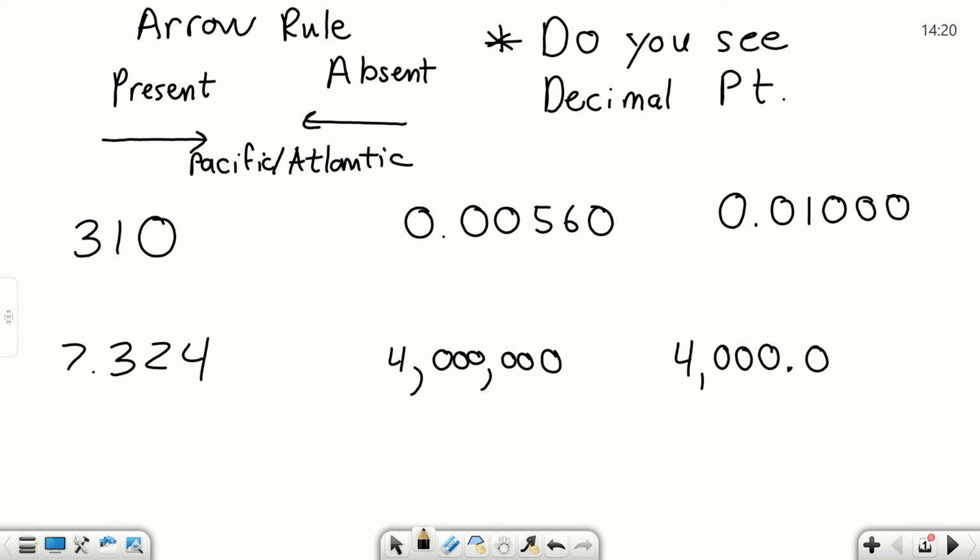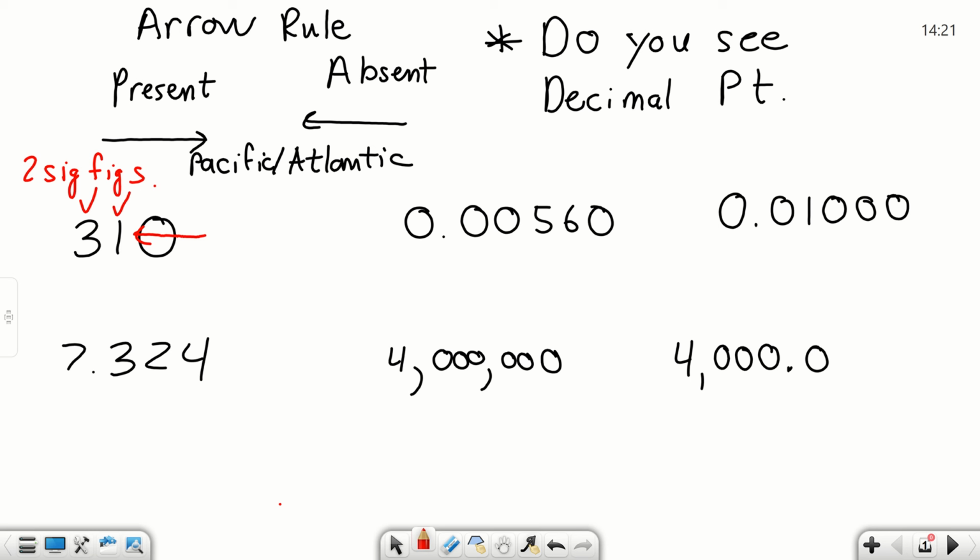So this is just an identification tool that we're using right now: how many of these digits are significant. I have my first number here, 310. I do not see a decimal point, so I'm going to come from the Atlantic. It is absent. I start my arrow over here and run it until I hit a non-zero number. That's 0, so I go through that and stop right there. Everything starting with the number you stopped at and beyond is now significant. So there are 1, 2, 2 sig figs. And that's it. That's all we're doing.